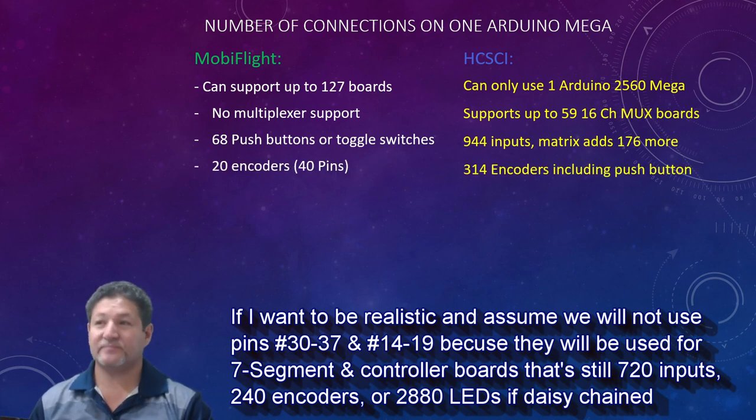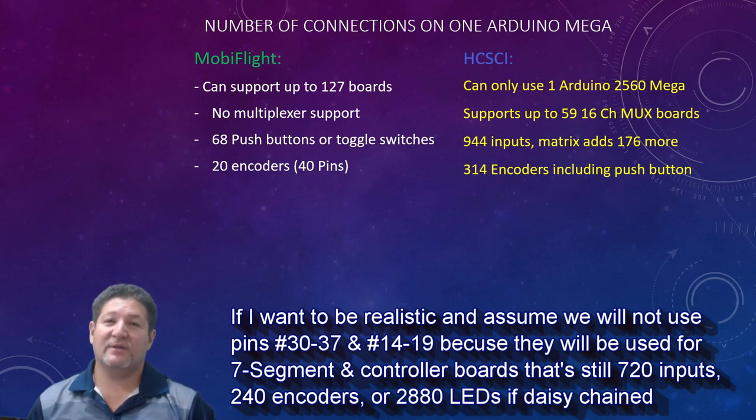All right, for rotary encoders, for MobiFlight, you can add 20 of them, and that takes up 40 pins. I believe that's only taking into account the clockwise and counterclockwise rotation of the encoder. So it's not even counting the push button pin that's on some of them.